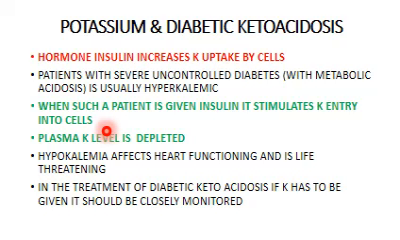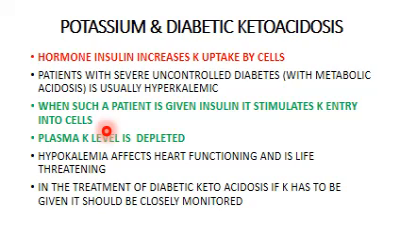Now, what is the relationship between potassium and diabetic ketoacidosis? The hormone insulin increases the potassium uptake by cells. So, patients with severe uncontrolled diabetes, that is, with metabolic acidosis, are usually hyperkalemic. When such a patient is given insulin, it stimulates potassium entry into the cells.